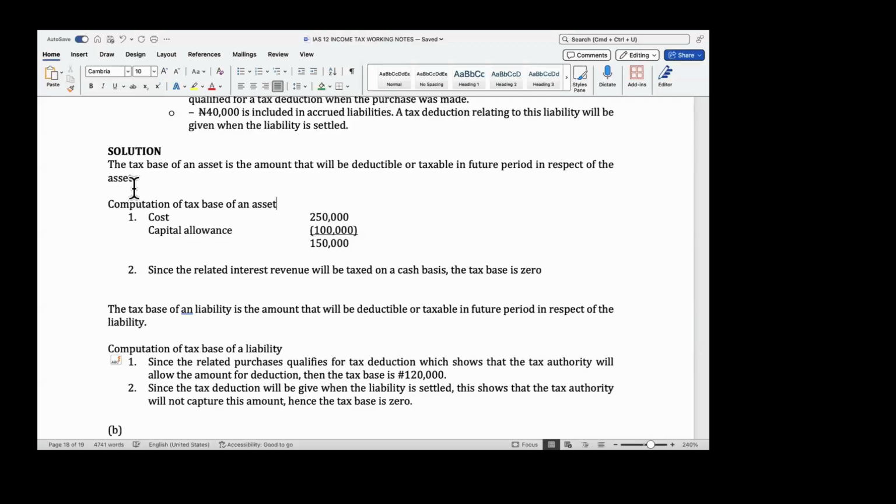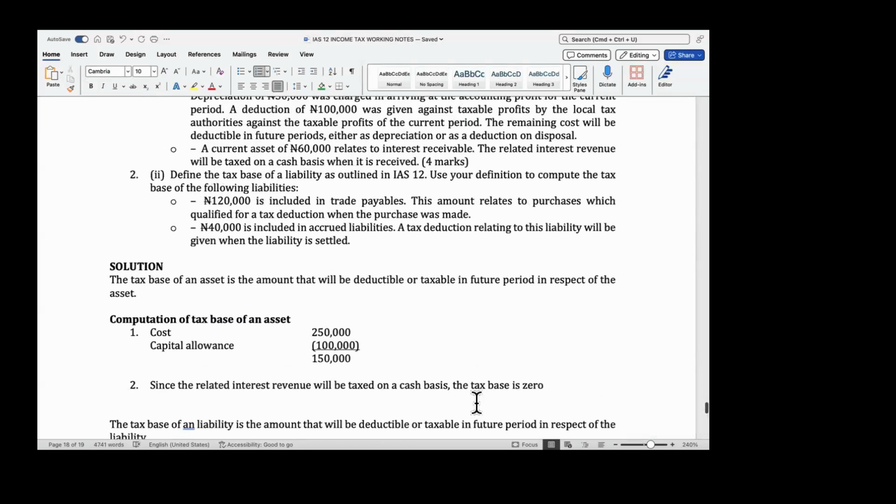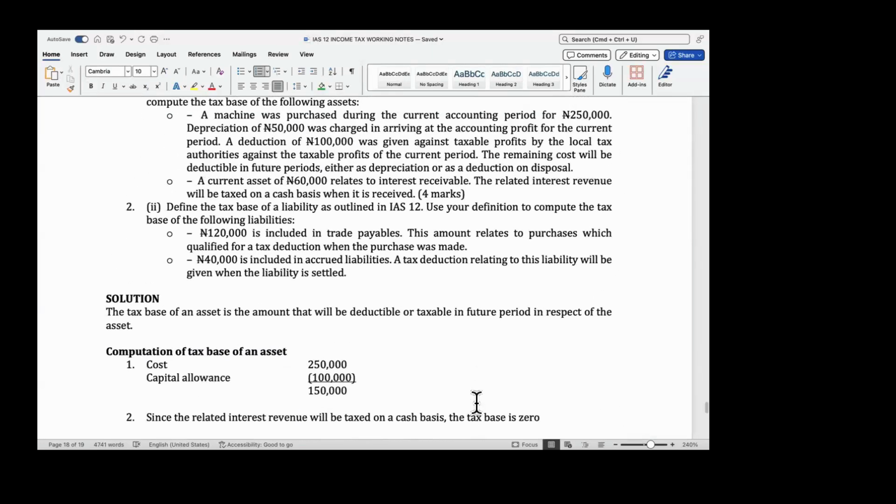Okay. Do you have a question? So I was thinking that the tax base for payable, because when the purchase is made, it will be deducted. Which one? See this one? Yes. Okay, so what are you thinking? I'm thinking that the tax base is supposed to be 0 because it said it's qualified for a tax deduction when the purchase was made. Is he not talking about cash?